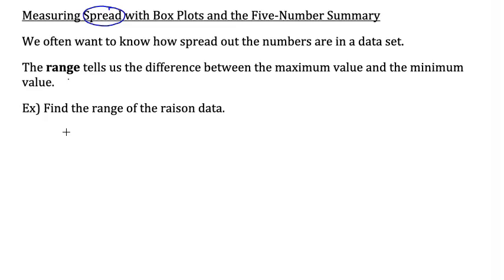To calculate the range of the raisin data, we'll take the maximum value and subtract the minimum value. So that was 38 minus 25, which equals 13. So the range of our set of data is 13. That gives us just an overall idea of how spread out the entire set of data is.